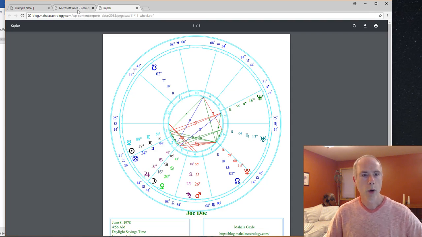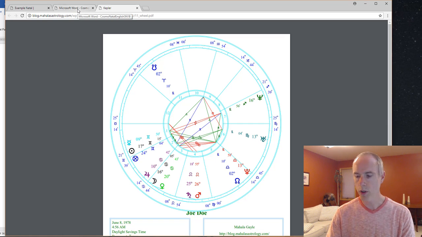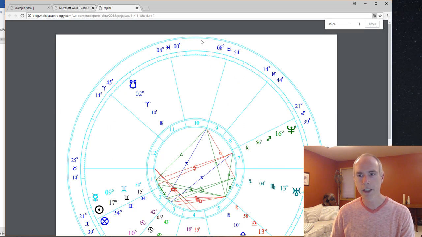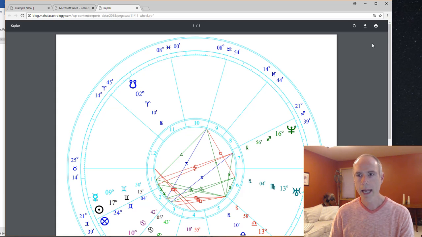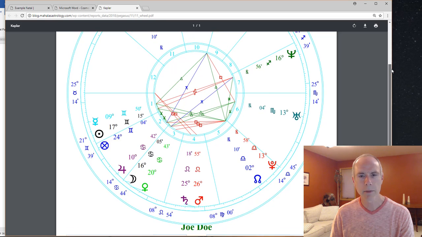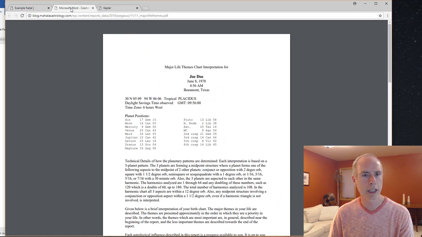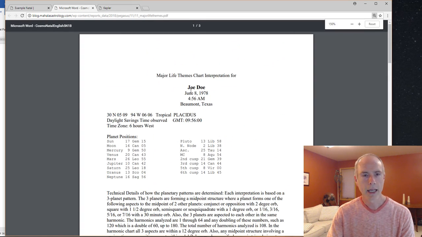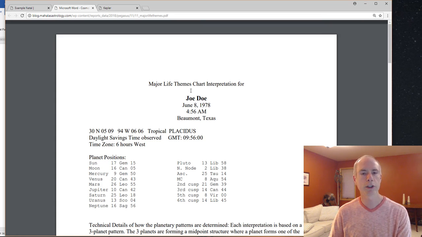And here, we're going to look at this fictitious person that we have again. This particular person is our Joe Doe. And the majority of his planets are on the bottom, so I'm going to position that here. And then we're going to look at this major life themes chart interpretation.